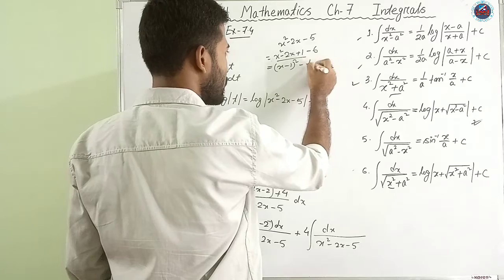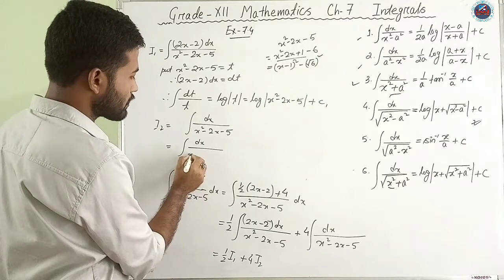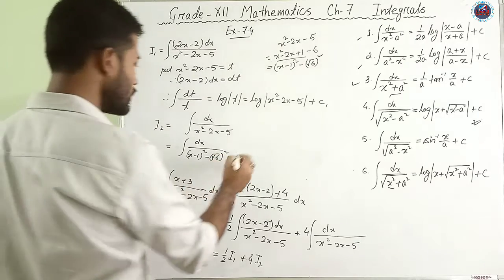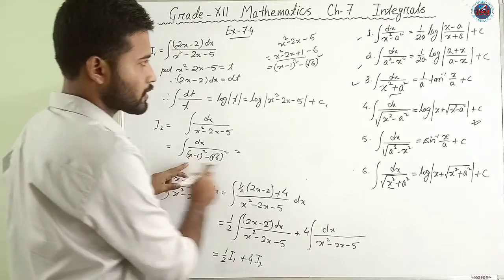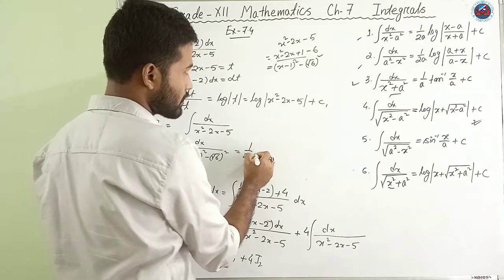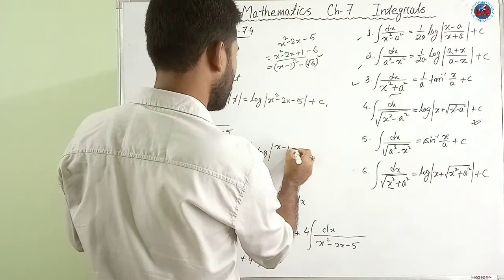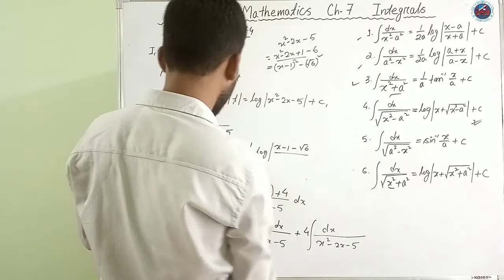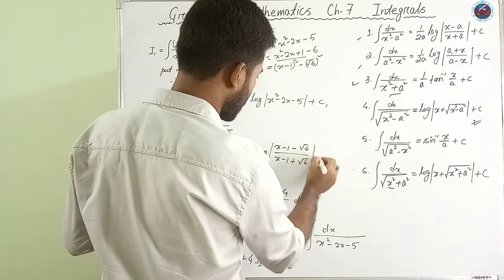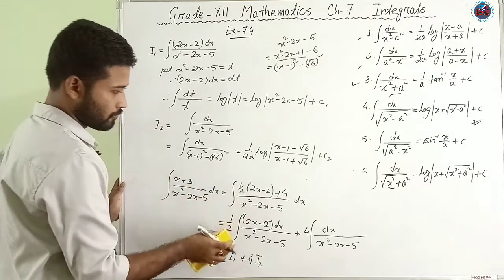Fine. And this 6 can be written as root 6 whole square, the same thing. So in place of this I can write x minus 1 whole square minus root 6 whole square. Now what is that equal to? You can see that this looks like the formula x square minus a square. So what is that? 1 by twice a log mod x minus a by x plus a. What is our x? It is x minus 1, minus a means minus root 6, and x plus a, so x minus 1 plus root 6, plus c2. Fine. Okay, so let us keep it.